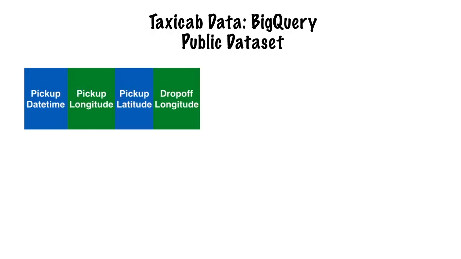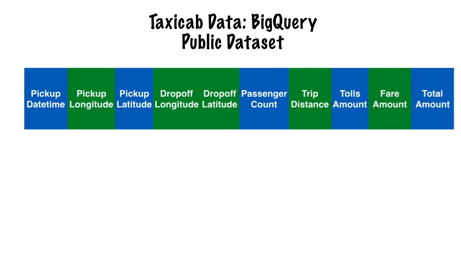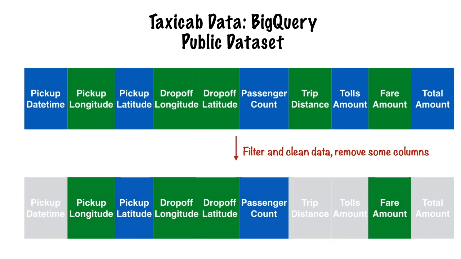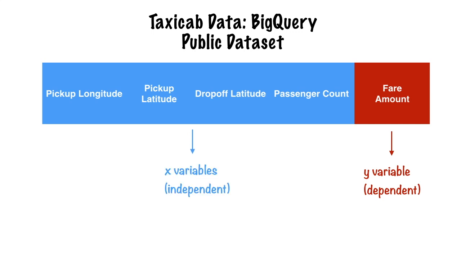As we shall see, this dataset includes columns for the pickup date time, the longitude and latitude of the pickup and the drop off, the number of passengers, the trip distance, the amount paid in tolls, the fare amount, and the total amount. We are now going to explore this data, filter it, clean it in many different ways, remove some of the columns, and then set up a fairly standard regression problem in which we will try and predict the fare amount, that's the y variable or the dependent variable, using some of the other columns such as the pickup and drop off longitudes and latitudes, the passenger count, and the distance. So this is our basic problem setup. Let's go ahead and implement it.